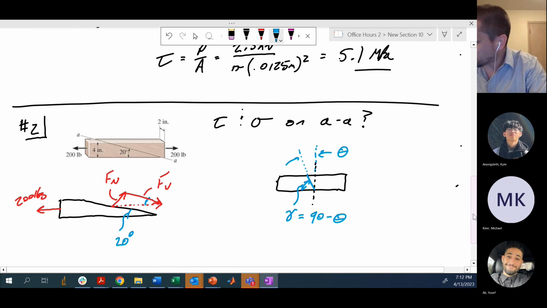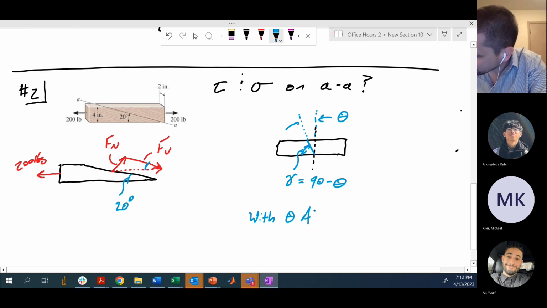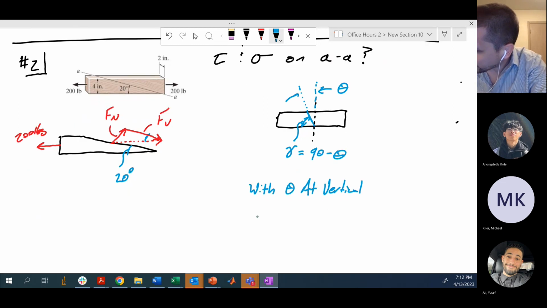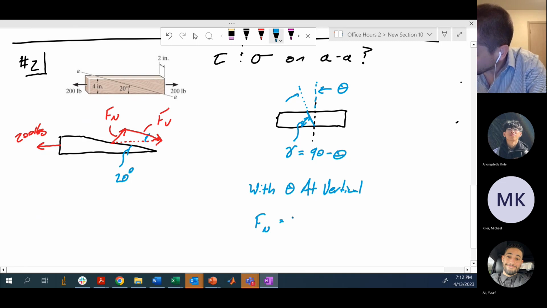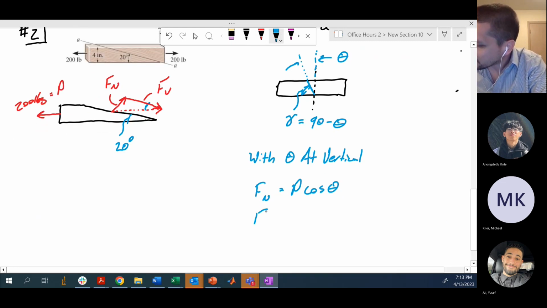So if we define based on the angle with the vertical, we know from class that the normal force is equal to this value P, which we call this 200 pounds, times the cosine of that angle theta. Okay. We said then that the shear force was going to be P times the sine of theta.